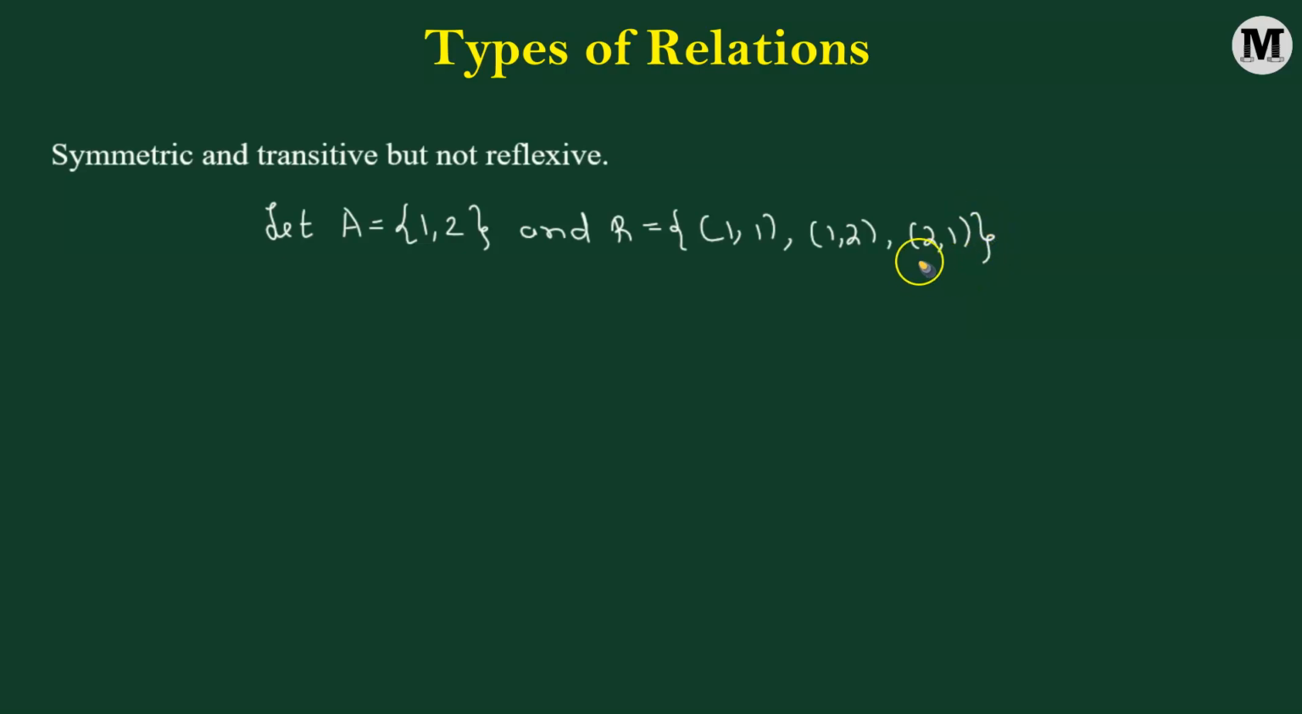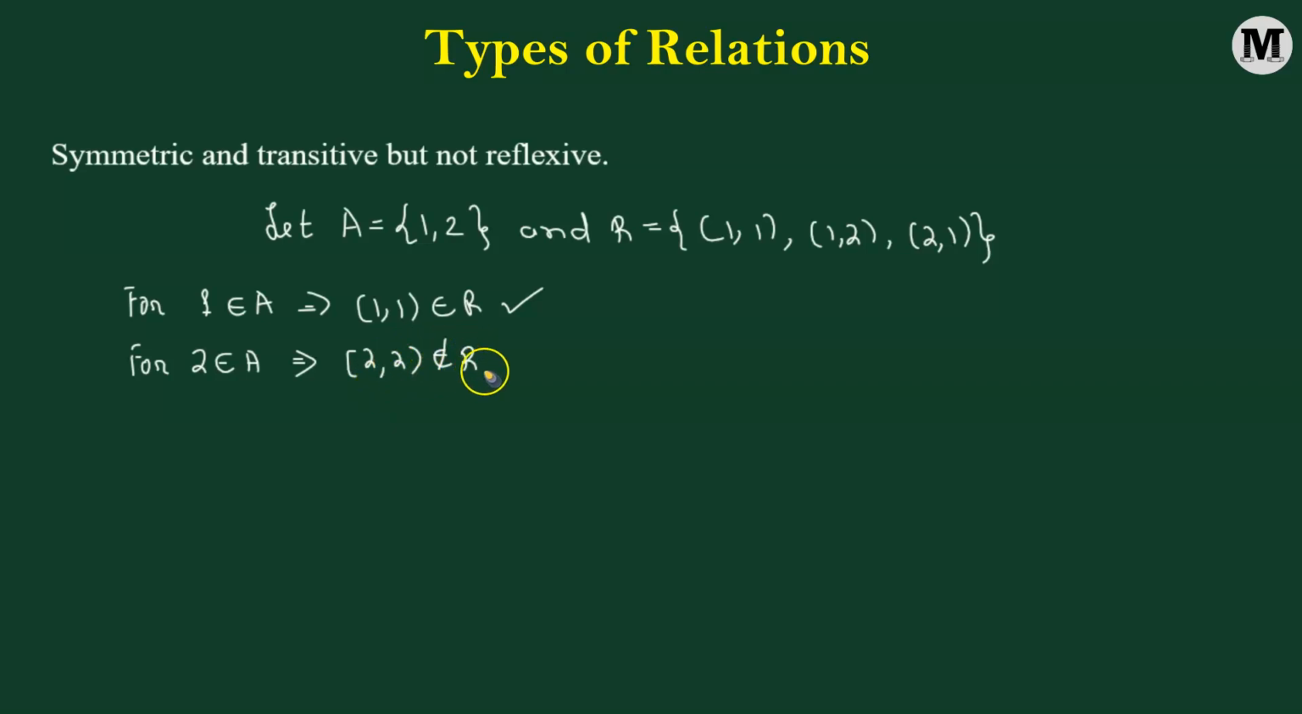Now clearly the relation R is not going to be reflexive, because reflexivity demands that if we pick any element from the set A, then for 1, the element 1 belonging to A must imply that the ordered pair (1, 1) belongs to R. This is working, so this is fine. However, if we pick the second element, 2 belonging to A, the ordered pair (2, 2) does not belong to the relation R. Because of this, the relation R is not reflexive.